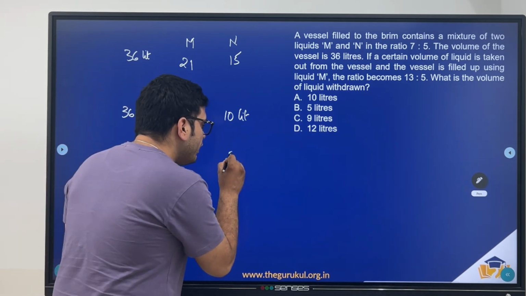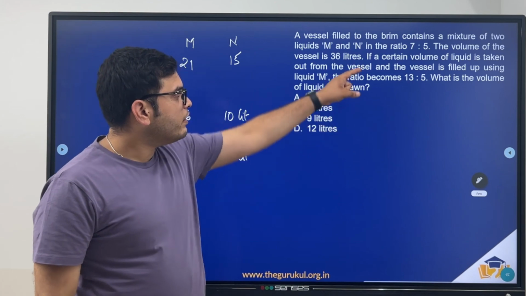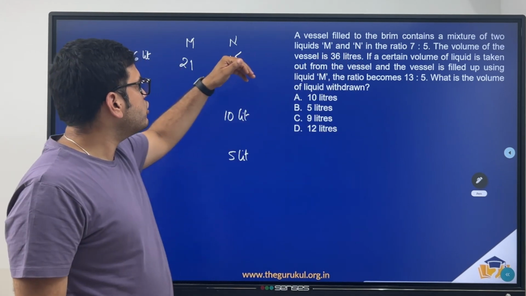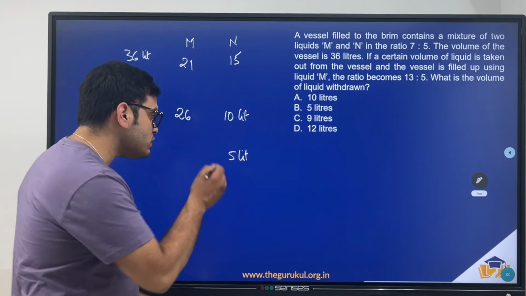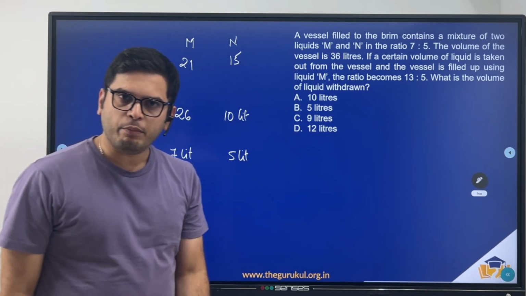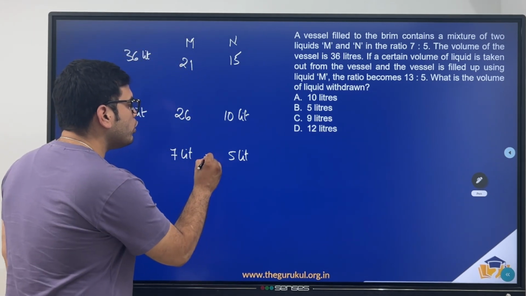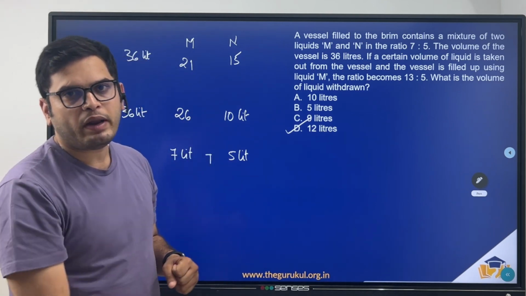So 5 liters of liquid N was removed, and the ratio of M and N in the initial mixture is 7 is to 5. So if 5 liters of liquid N is removed, correspondingly 7 liters of liquid M will be removed, right? And a total of 12 liters was removed and was replaced with liquid M, right?